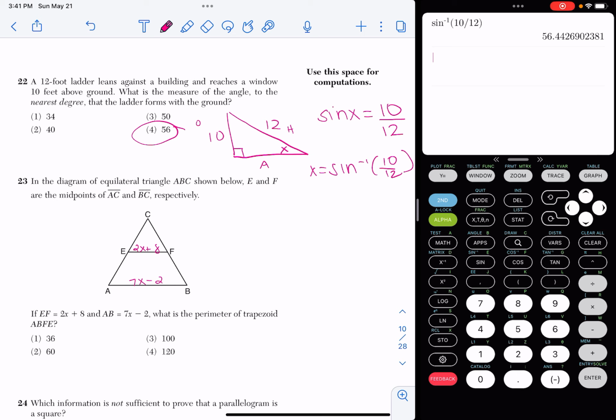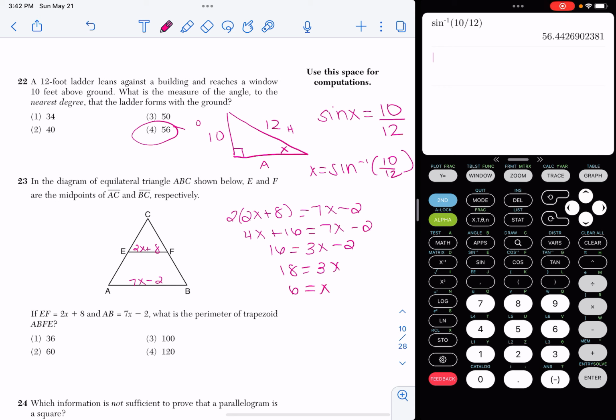So EF is what's called a midsegment. A midsegment is simply a line segment that connects two midpoints. And when you have a midsegment of a triangle, it's always going to be half the length of the side it's parallel to. So basically, if I double 2x plus 8, it has to be equal to 7x minus 2. This will allow me to at least have an equation that I can solve for x. Okay, I'm going to get the x's on the same side, get the numbers on the other side, and x is 6.